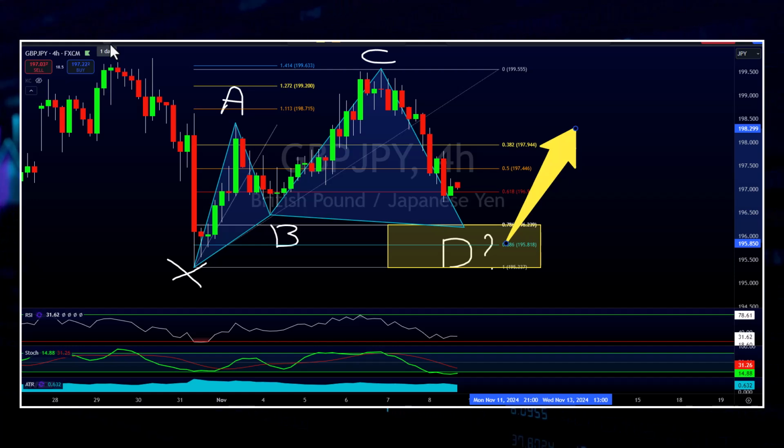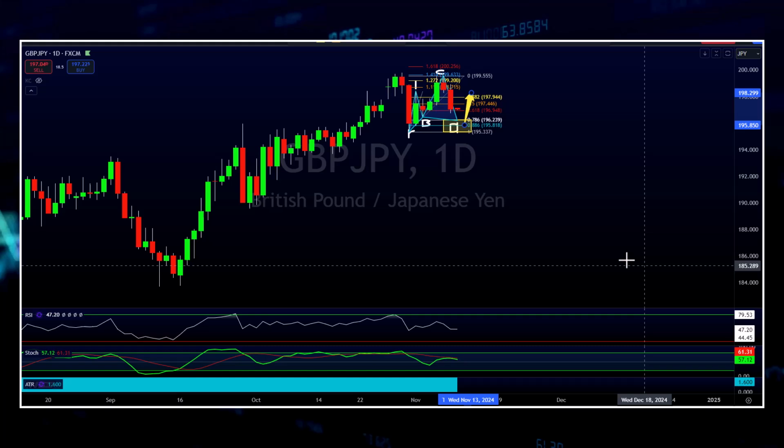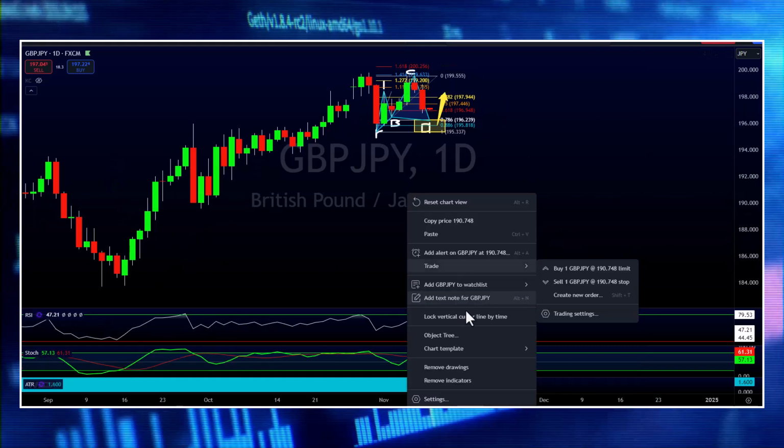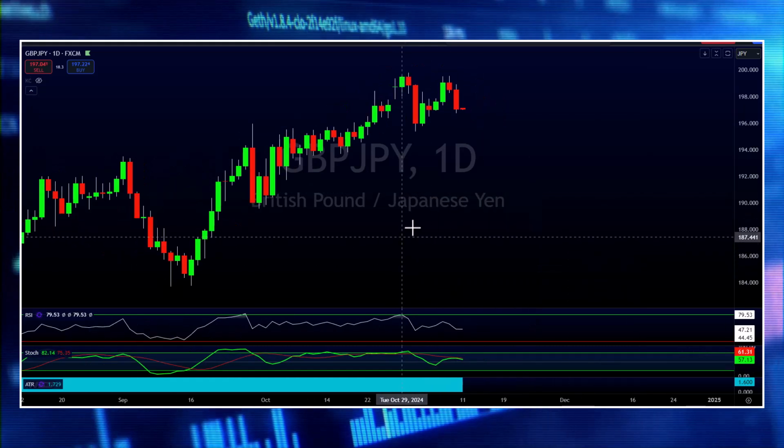Always do your own analysis. But if you are someone, we'll go to the weekly eventually, but let's go to the daily first. If you're someone that's been tracking the daily like I have, I'm going to delete this real quick. You've been seeing that we're in sort of a consolidative period.